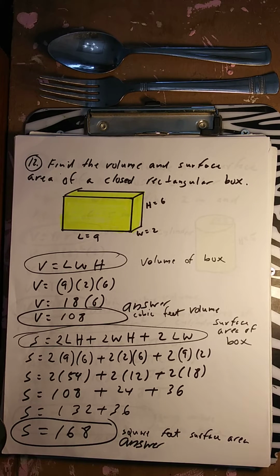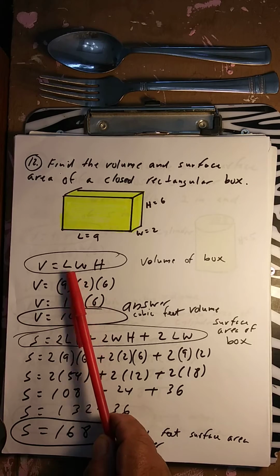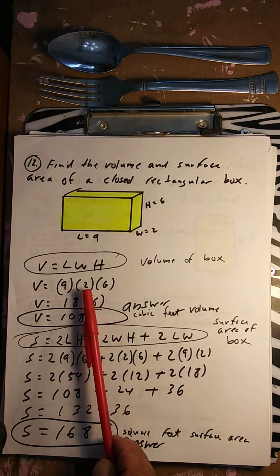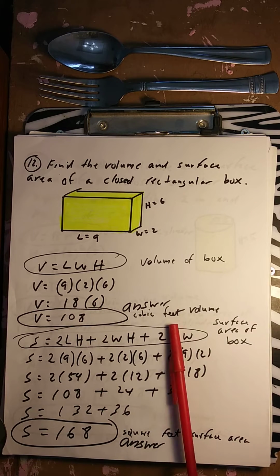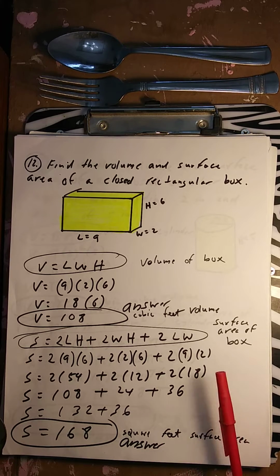Find the volume and surface area of a closed rectangular box. All right, so the volume is the length times width times height, which is 9 times 2 times 6. That's going to be 18 times 6, which is 108 cubic feet. These are feet. Now, how do you find the surface area?